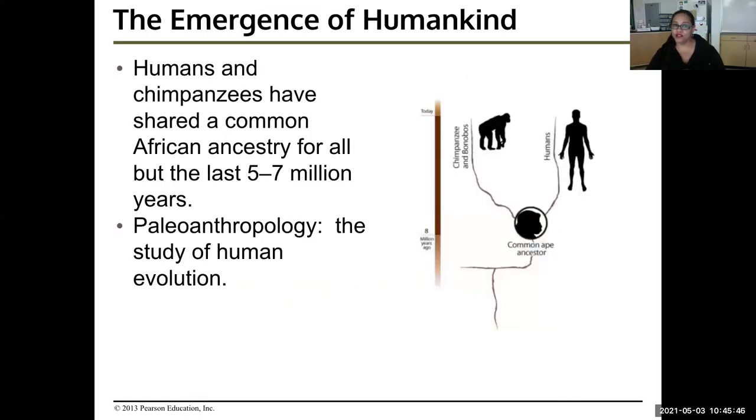Humans and chimpanzees have shared a common African ancestry for all but the last 5 to 7 million years. Paleoanthropology is the study of human evolution.